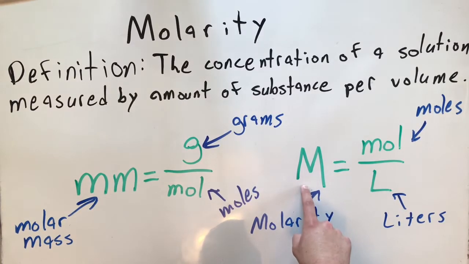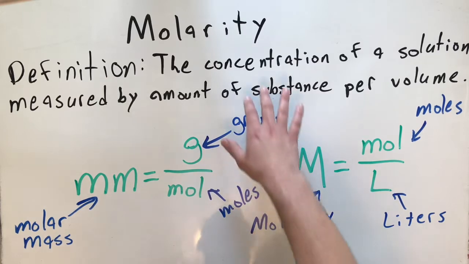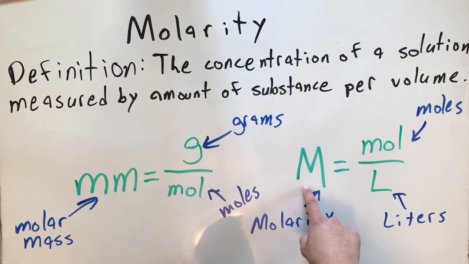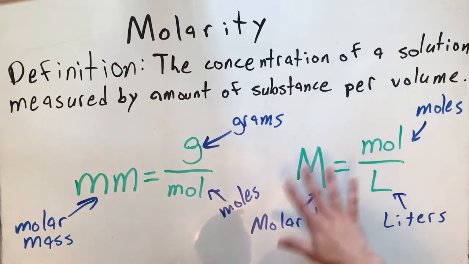Lowercase m, remember, is mass. So capital M is molarity. It's the concentration. The way that we measure that is moles divided by liters. Moles divided by liters is equal to molarity. So this will tell us the concentration of our solution.